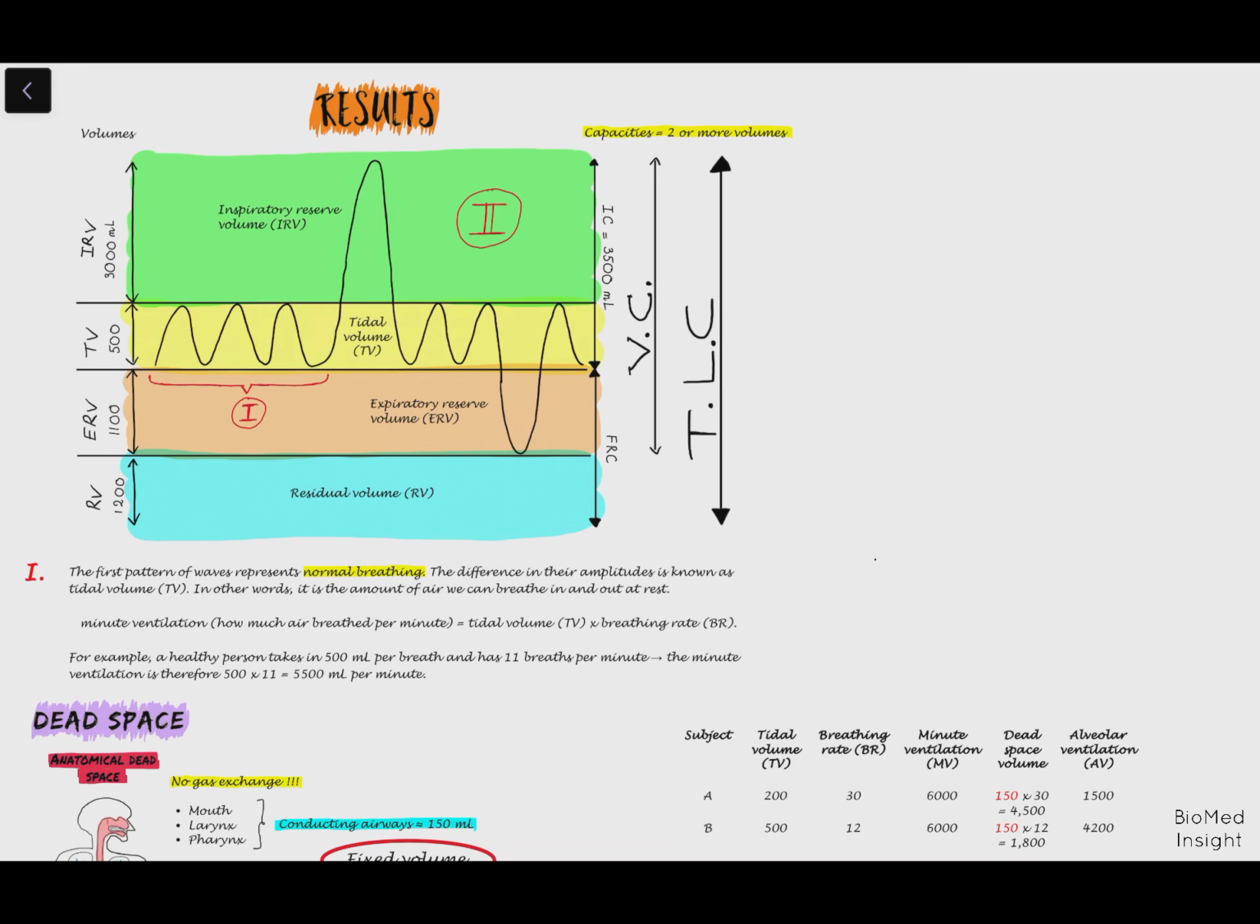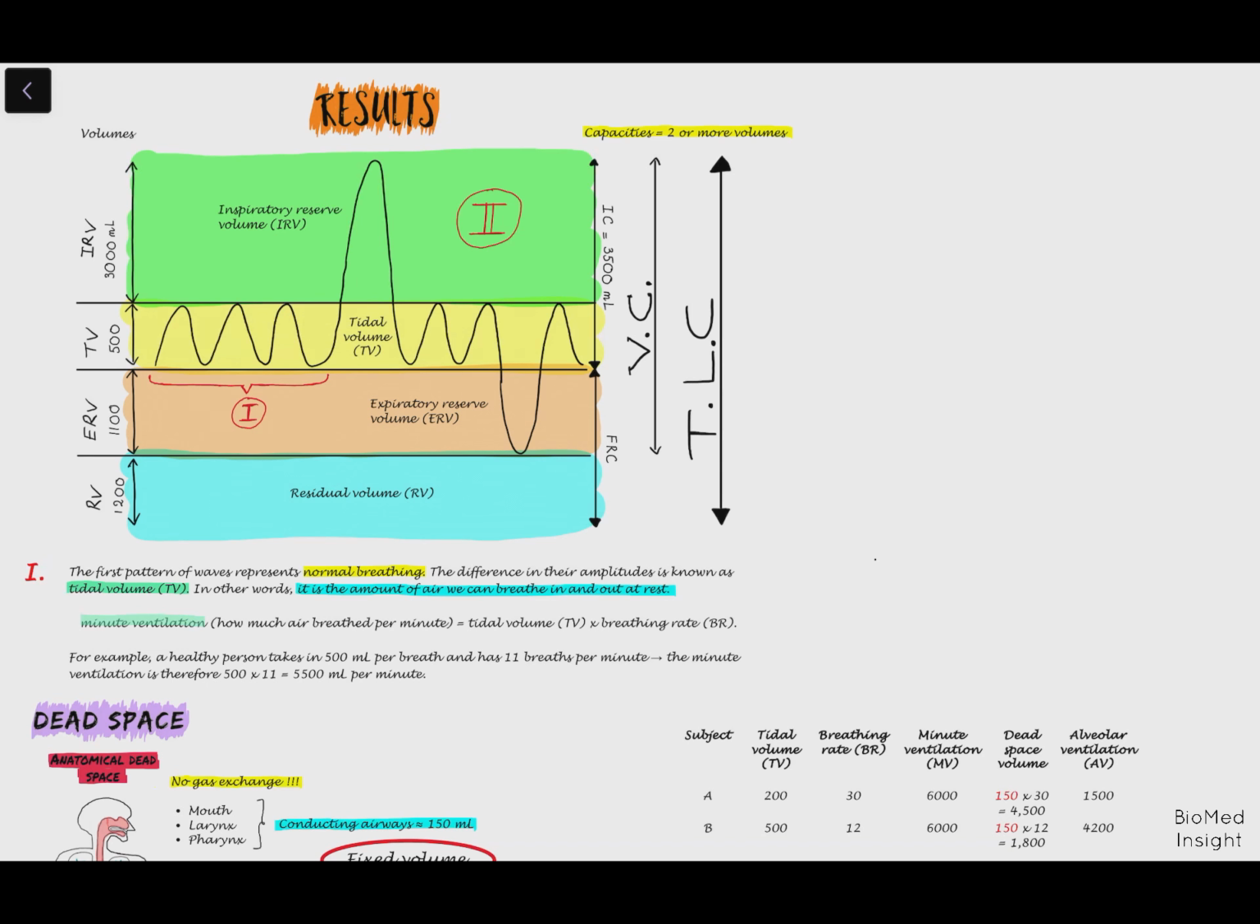A spirometry test produces a typical graph that looks like the one shown below. This is a sample test result from a healthy adult. The first pattern of waves represents normal breathing. Up represents inhalation and down represents exhalation. The difference in their amplitudes is known as tidal volume. In other words, it is the amount of air we can breathe in and out at rest. For a healthy adult, tidal volume is usually around 500 ml.